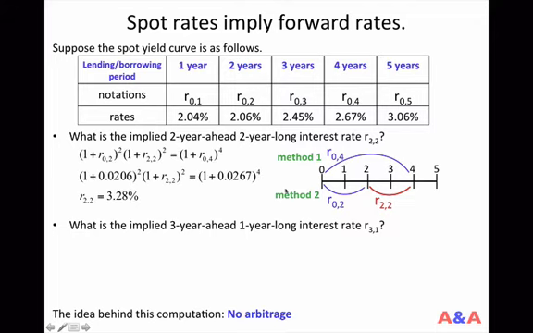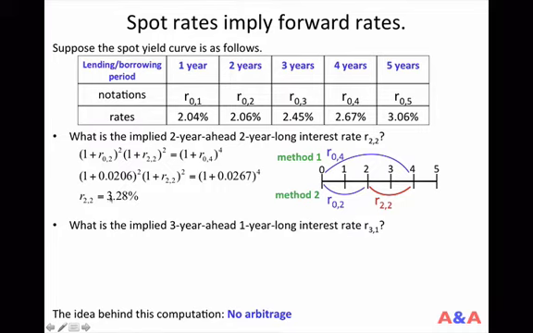Consequently, we have this equation. The left-hand side of the first equation corresponds to the second method. Your money grows at 1 plus the 2-year spot rate to the power 2 times 1 plus 2-year ahead, 2-year long forward interest rate to the power 2. The right-hand side corresponds to the first method. Your money grows at 1 plus the 4-year spot rate to the power 4.